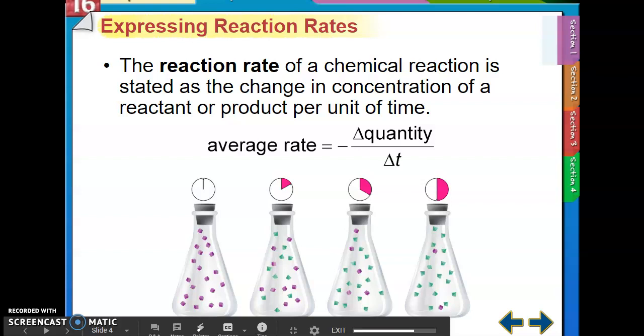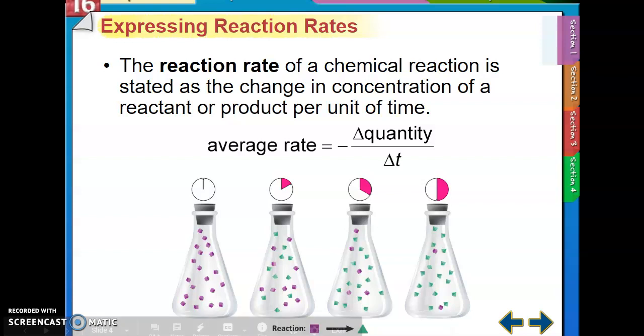Hey guys, in today's video we're going to be discussing reaction rates. So essentially the rate at which a reactant turns into a product. We've talked about chemical reactions, the reactants and the products, but we haven't discussed how much time it takes to turn those reactants into products. So a reaction rate is the amount of time it takes to change that quantity of reactants into the quantity of products.